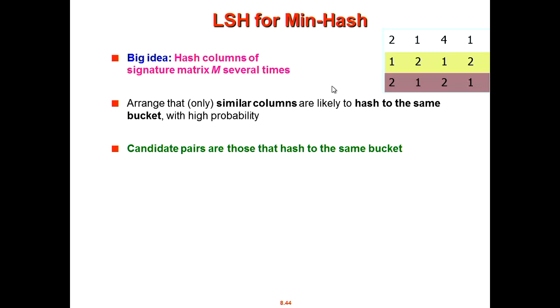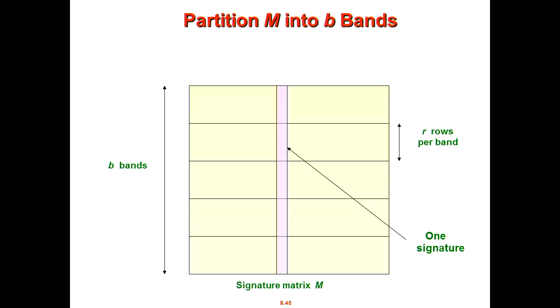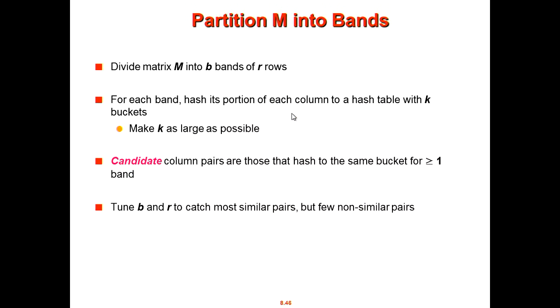We hash the columns of the signature matrix M several times to different buckets. Then we check if, in these buckets, the two documents are similar or not. So given the signature matrix, we partition the whole matrix into B bands, and in each band there are R rows. This is the whole signature matrix. This is one signature, the signature of one column, and it is partitioned into B bands.